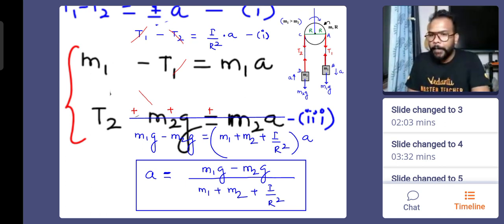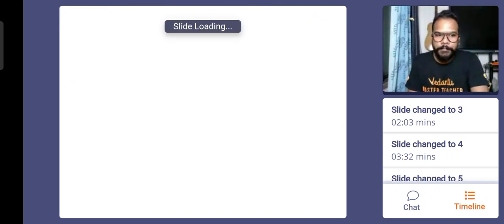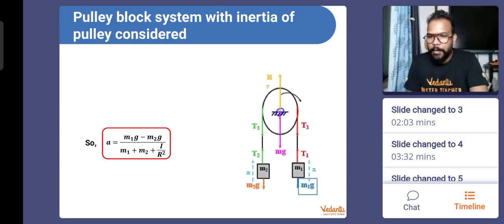So everybody, m1g is the driving force, m2g is the opposing force. So this is the final response that we have got. This is the final result that we have got.